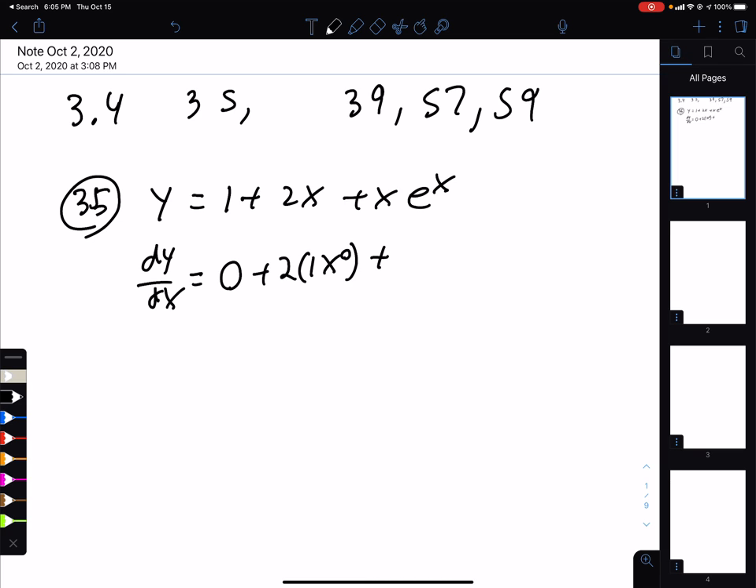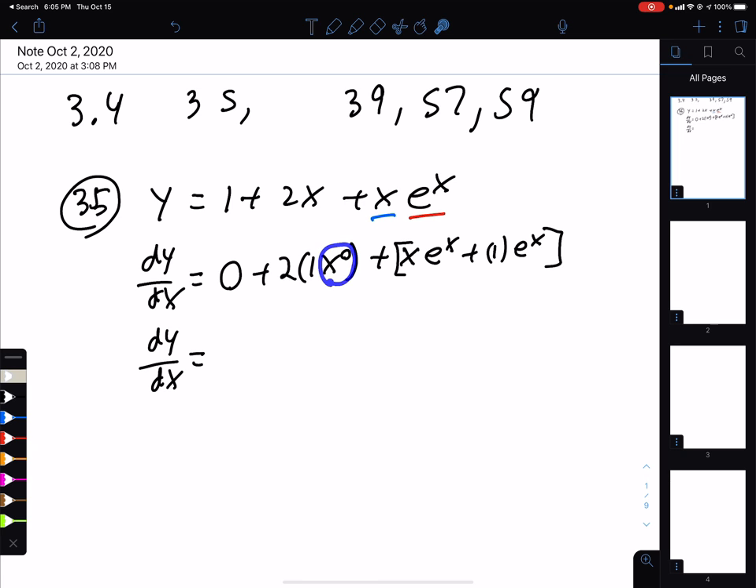Plus, and here is where the problem lies. You have to recognize we have a quotient, or excuse me, a product rule. So in the product rule, you leave the first one alone. You take the derivative of the second, and then we take the derivative of the first, and we leave the second alone. And thus we get this. Well, you should know anything to the 0 is just 1. So we end up with 2 plus x e to the x plus e to the x.